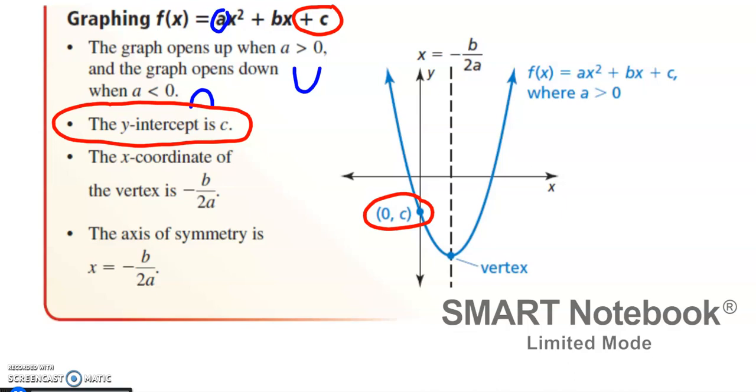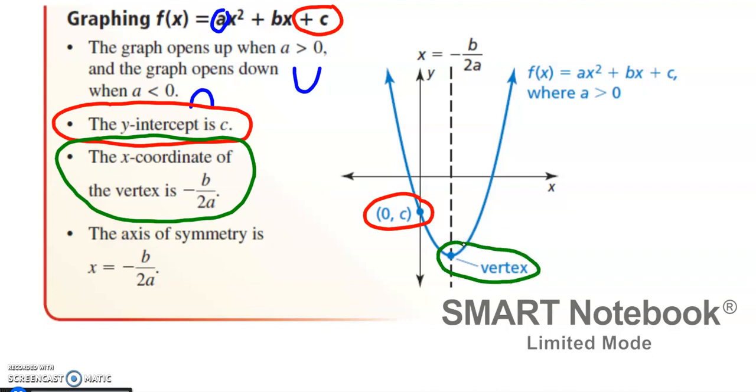Next, the x-coordinate of the vertex is going to be negative b over 2a. Okay, your vertex is way down here. Your vertex is down here, okay? We're going to use the equation negative b over 2a, and that's going to give us the x value of the vertex. Then we plug it in. So we're going to take that x value, plug it in to the equation to find the y value, just like we would in any other equation. We have our x, we use it as an input, and we get the y value.